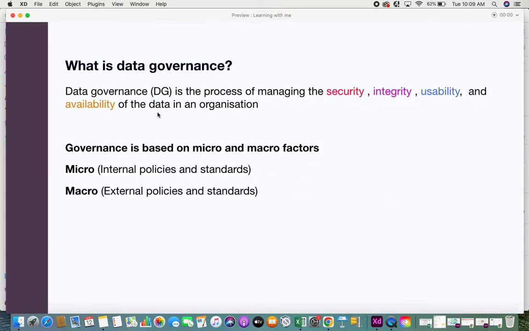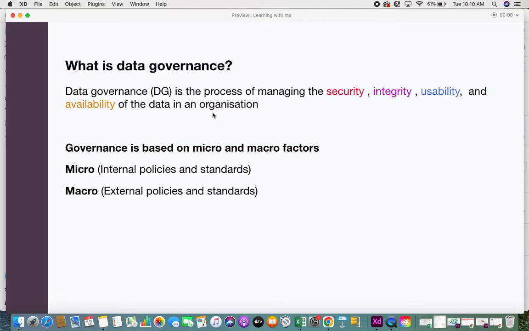So data governance, also known as DG, is a process of managing the security, integrity, usability and availability of the data in an organization. Now, an organization gets data from multiple sources, okay? It has multiple applications that collect data about their organization, about customers, vendors, third parties, etc. So they are dealing with so much data every day, okay?